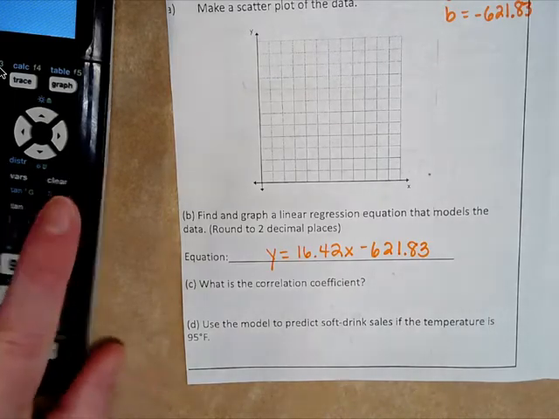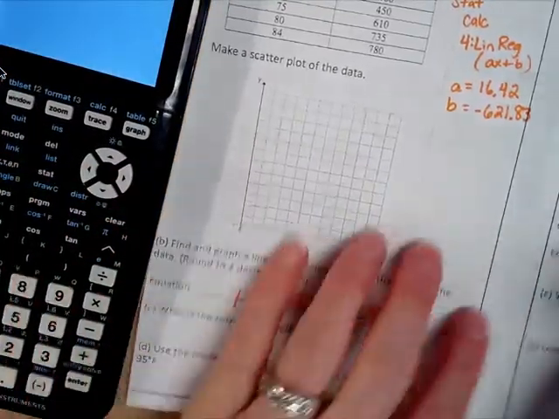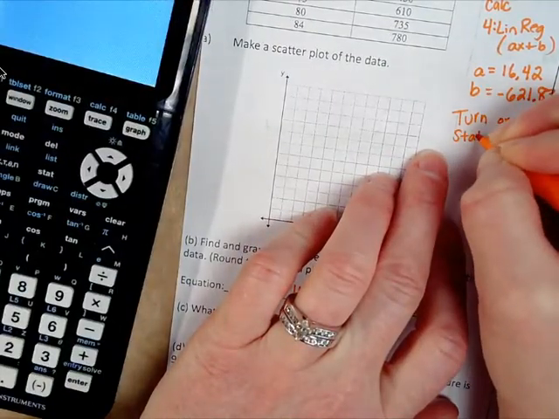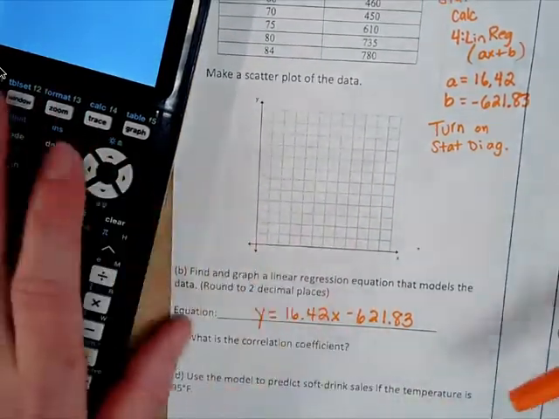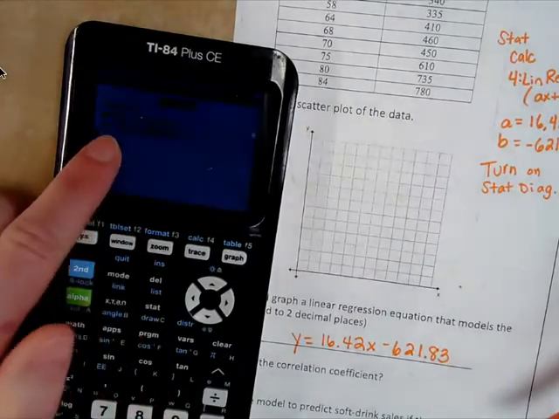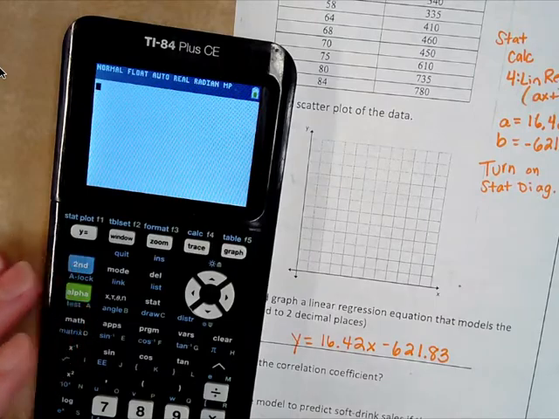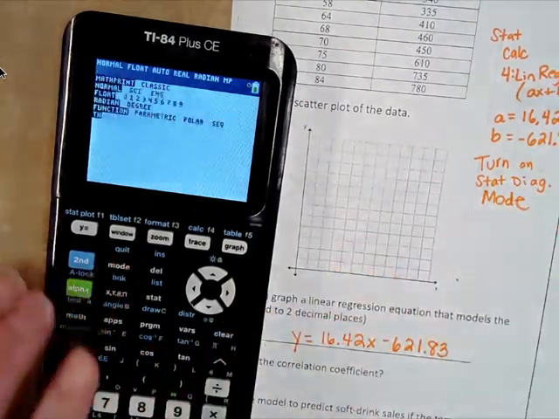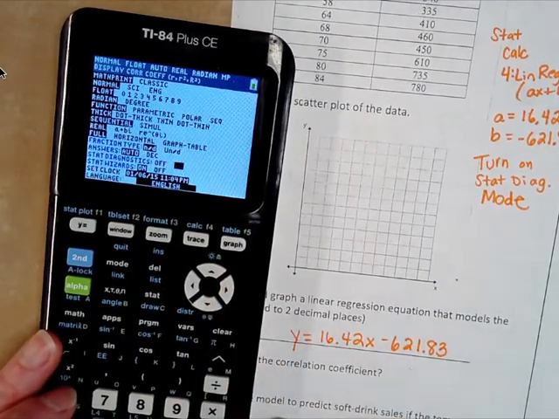We got to find the correlation coefficient. It did not give me the R value. So going back to what we did yesterday, remember we had to turn stat diagnostics on? I'm just going to put D-I-A-G. Turn on stat diagnostics. So when it doesn't give you the R, which it won't, unless you have it on. So remember we go mode, go down to stat diagnostics, turn it on.